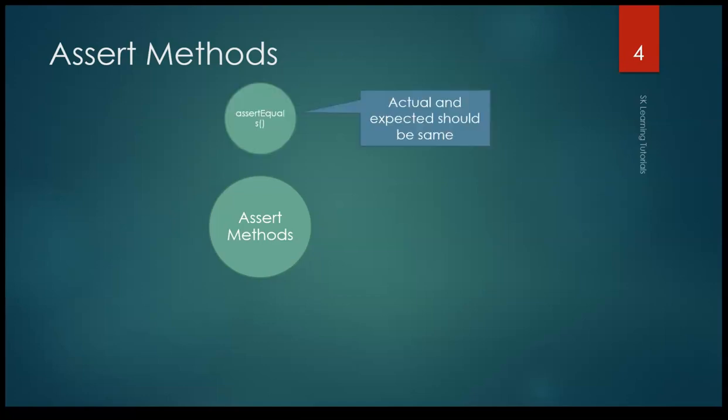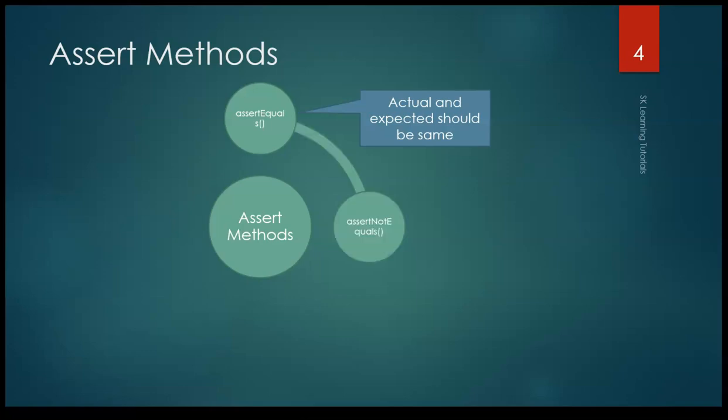Assert equals is a method used to compare actual and expected results. If both the actual and expected results are the same, then the assertion passes and the test case is marked as passed. If both actual and expected results are not the same, then the assertion fails and the test case is marked as failed. Here you have to specify two values, where the first one is the actual result and the second one is the expected result. Now let's move to the next method.